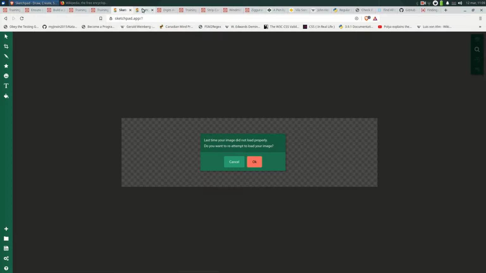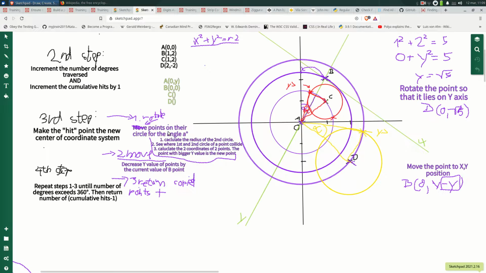Alright, and that is okay, want to reattempt. Yes. Now we want to do the third step. Calculate the radius of second circle. Like for each point, calculate the second circle.